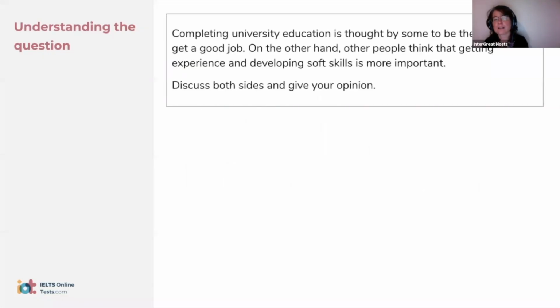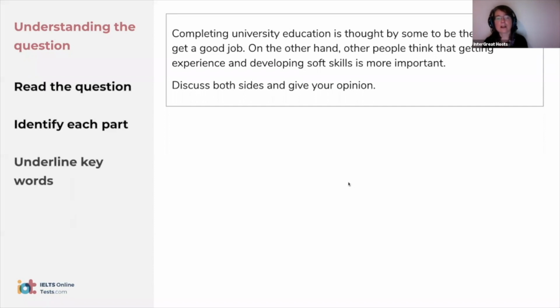So let's have a look at the question first of all. What we're looking at specifically here is the discussion question. This is a very common one. Basically you're given two opposing points of view and you have to discuss both sides and give your opinion. They always have that sentence at the end of the question: discuss both sides and give your opinion. What that means is that you must talk about both of those points of view before you give your opinion. That's very, very important.